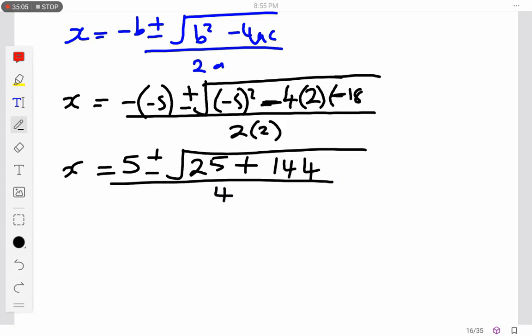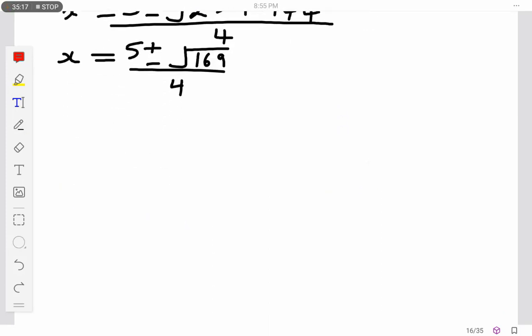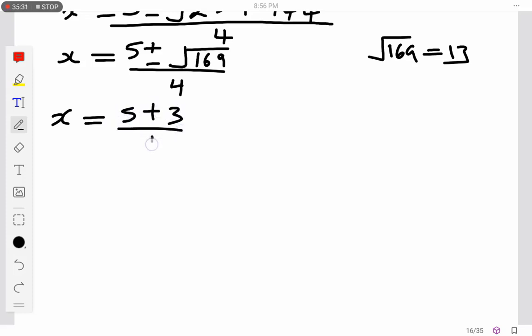When you add 144 plus 25, we get 169. So I have 5 plus or minus the square root of 169 all over 4. So that is my x value. When we get to this point, the square root of 169 is 13, guys. So at the end of the day, my x is equal to 5 plus 13 over 4, or is equal to 5 minus 13 all over 4, like that.